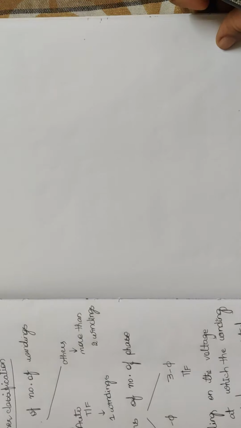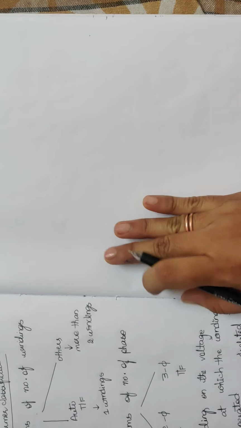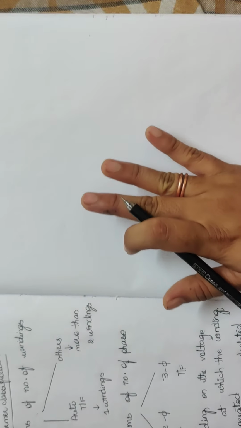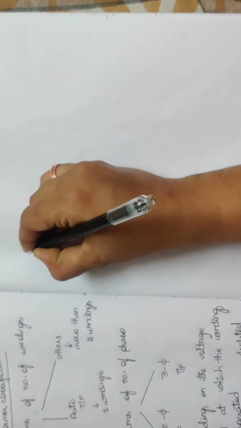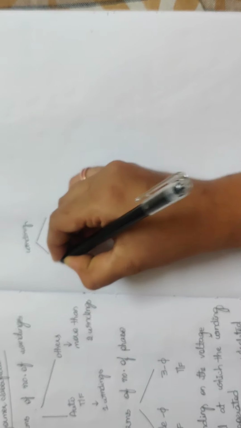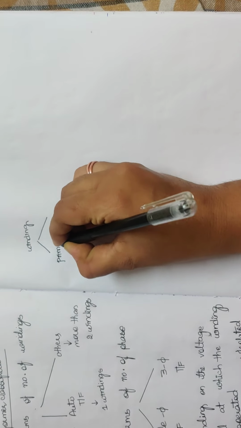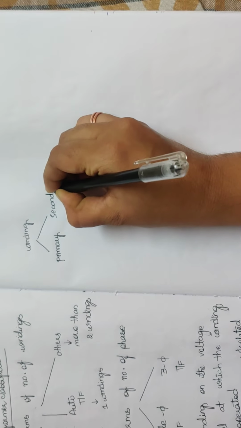Okay, now we will see. Based on the level of the voltage, transformers are divided into types: step up transformer, step down transformer, and isolated transformer. In this, we are mainly confined to the windings. So depending upon the winding itself we have classified this. Here the winding is of two types, the primary winding and the secondary winding.